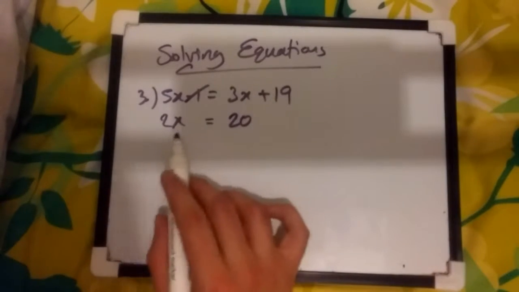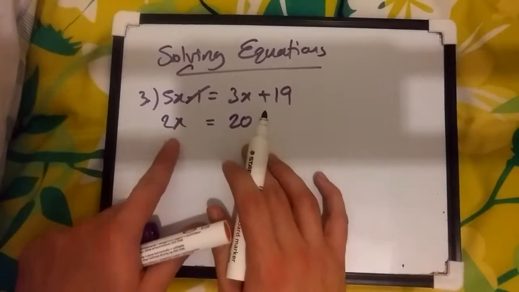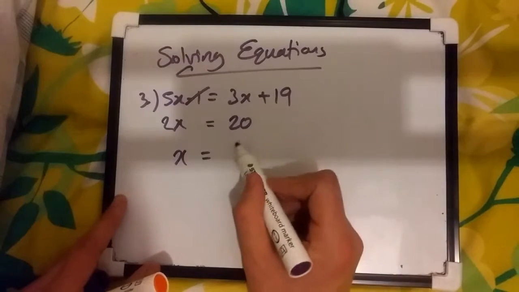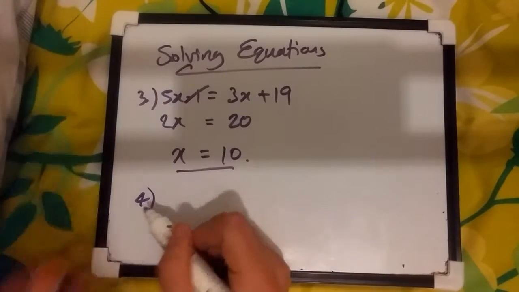Again, divorcing these two, because they were never committed for the long run. This would therefore be divided by 2. So dividing both sides by 2, we're going to get x equals 20 over 2. It's 10. Good. Next one, number 4.